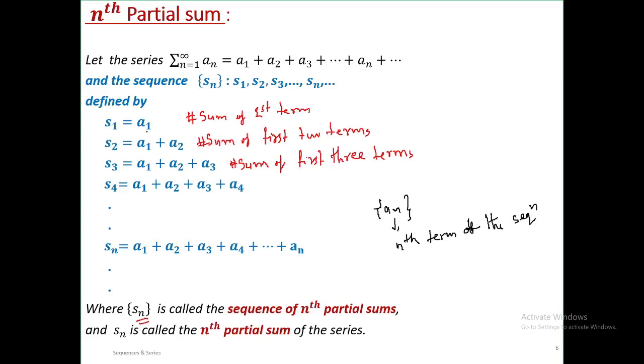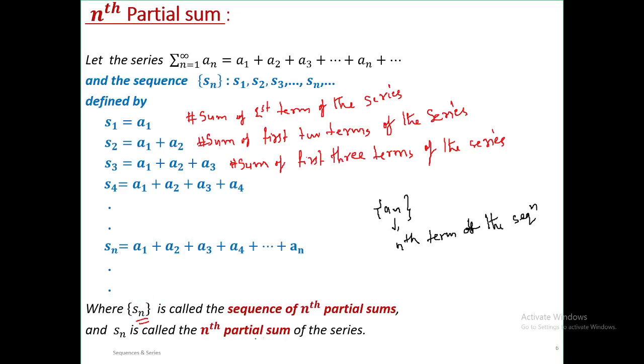Particular terms. S1 means the first term of the series. S2 means the sum of the first two terms of the series. S3 means the sum of the first three terms of the series, like this. So for such a particular sequence, Sn is called the nth partial sum, or simply nth term you can say, but particularly nth partial sum. It is the sequence of nth partial sums, and this is the nth partial sum. Nth partial sum means the sum of the first n terms.